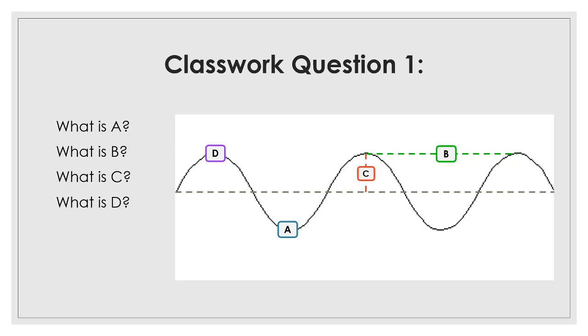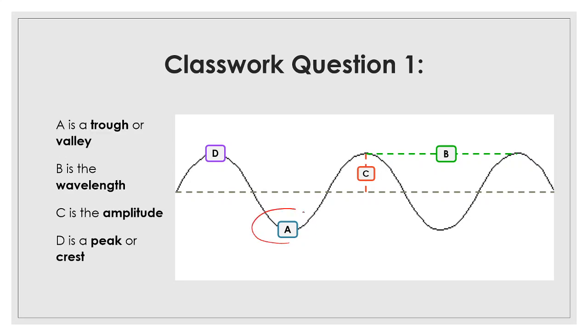But we should know that in this diagram, A is a trough or a valley, the lowest part of the wave. B is the wavelength, that's the distance from one peak to another peak. C right here is the amplitude, that's kind of like the height of the wave measured from the baseline up to the peak, or from the baseline down to the trough. So if I put C here, that would still be true. And D is a peak or a crest. Hopefully you got all those terms right.